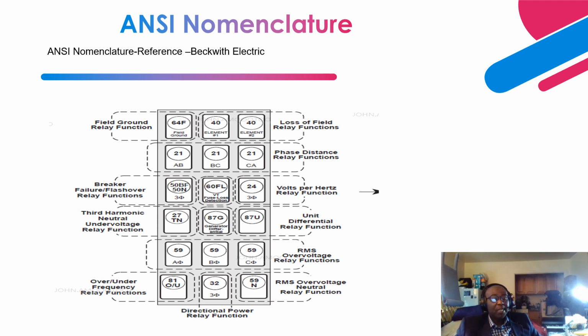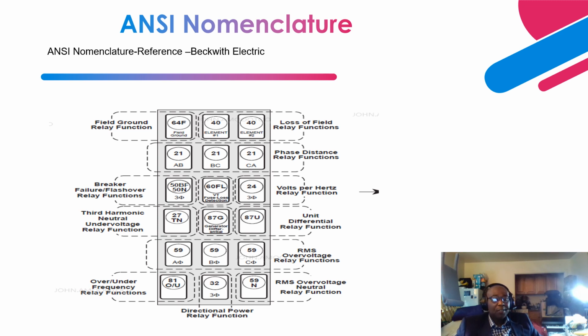Next is 32, and this is directional power. Let's say you have a reverse power flow into the generator. If you have a reverse power flow into the generator, then the generator converts from being a generator to a motor. So this is when this relay detects that reverse directional power flow.